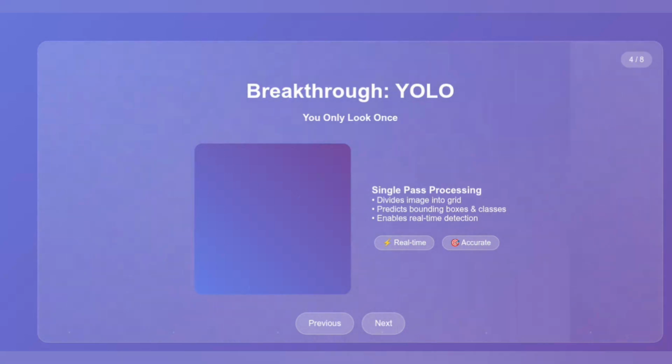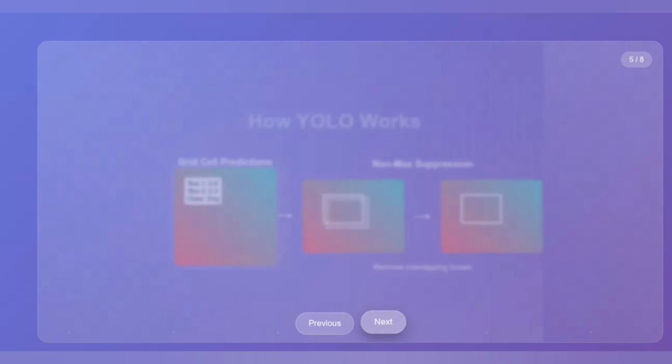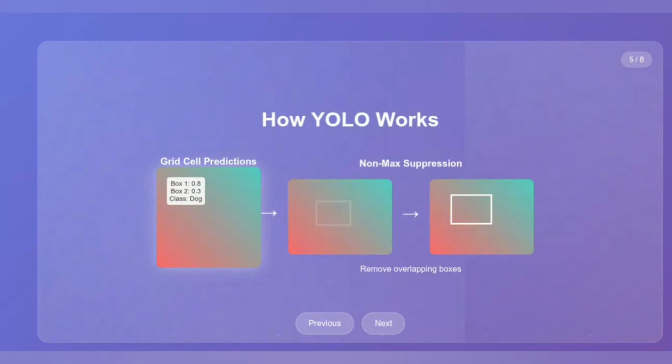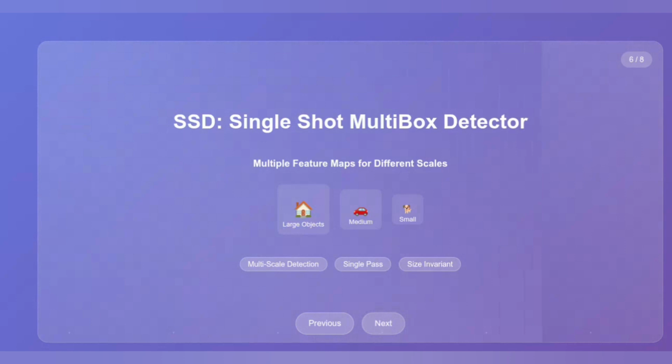As its name suggests, YOLO processes the entire image in a single pass. It divides the image into a grid and simultaneously predicts bounding boxes and confidence scores for those bounding boxes, as well as class probabilities for the objects within those boxes. After prediction, a technique called non-max suppression is applied to remove overlapping and less confident bounding boxes, giving you the final clean detections.